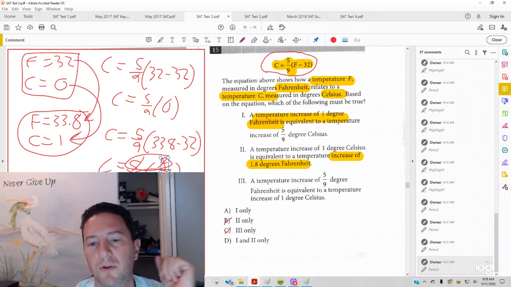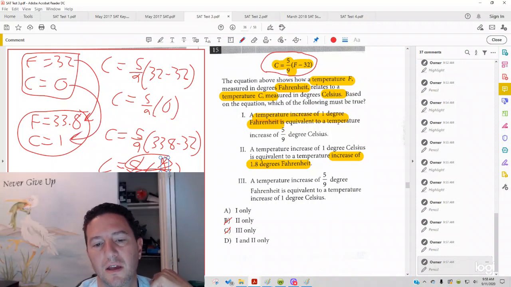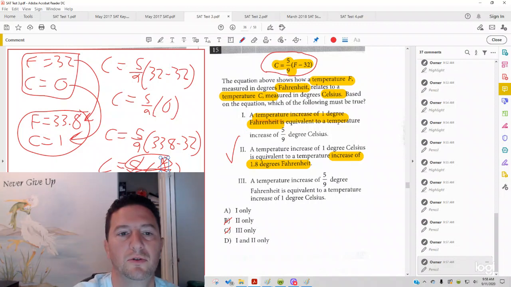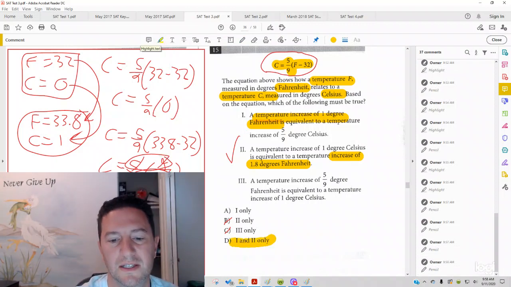So it was Roman numeral 2, true or false: when Celsius increases 1 degree, Fahrenheit increases 1.8 degrees. It's exactly what it's saying. Roman numeral 2 is true. Your correct answer is D.